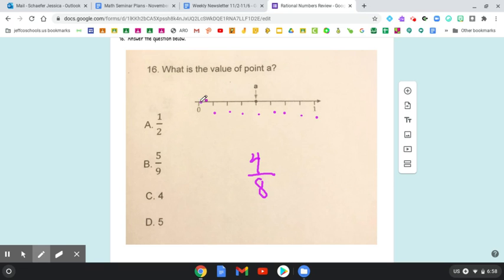Or I could think about how many jumps. It takes 1, 2, 3, 4 jumps. 4/8 is not an option because it can be simplified. 4 and 8 have a 4 in common, so you can divide by 4. Or 4 is half of 8, so this is going to go down to 1/2. You can also tell because it's smack dab in the middle between 0 and 1.